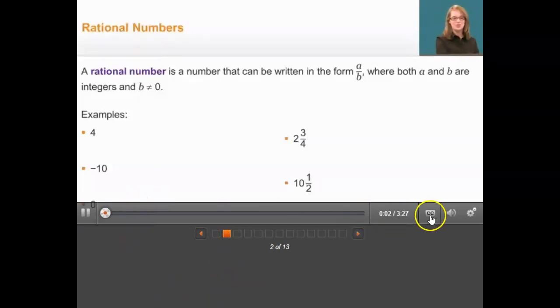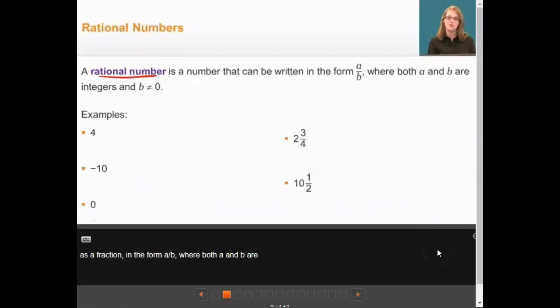A rational number is a number that can be written as a fraction in the form a over b, where both a and b are integers and b cannot equal 0. Rational numbers can be positive, negative, or 0. Let's look at some examples.